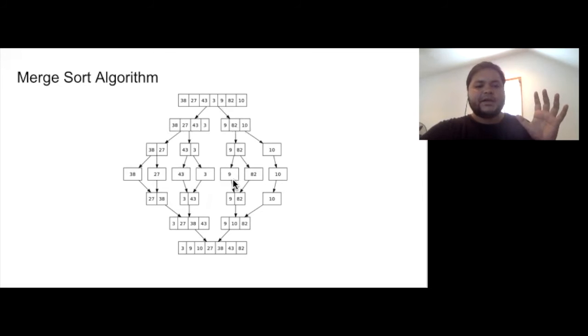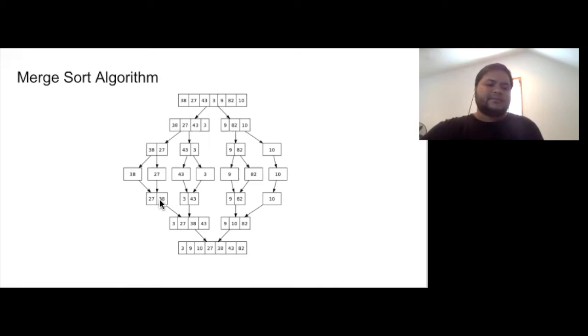And here, the smaller is 9, between 9 and 82. So the combined array will be 9, 82. And this one is 10. And you don't have any additional subarray to look into. So the solution will be 10. It will be carried out to the next steps.